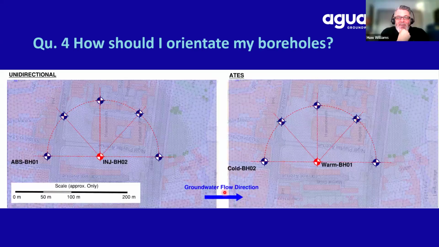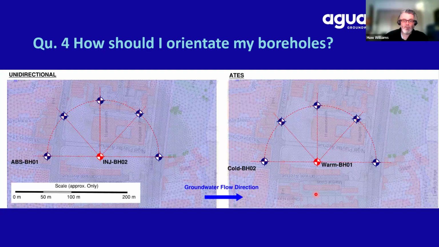Question number 4: how should I orientate my boreholes? So we've got 2 examples here. We've got an injection borehole with the abstraction borehole moving around at various compass points. And with the aquathermal energy storage system, we've got the warm borehole set in the middle, and the cold borehole moving around that.